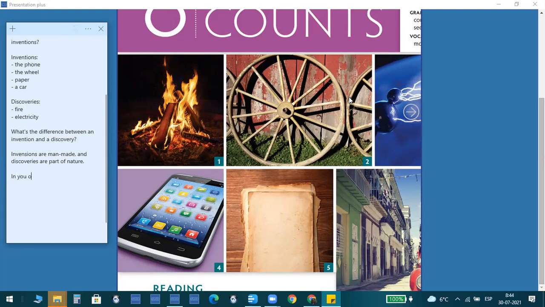Okay. In your opinion, how would you rank these discoveries and inventions? Okay, if you had to make a list, you're gonna make a list of the most important for you. 1, 2, 3, 4, 5, 6. Okay, put them in a rank. Which one is the first? Which one is for you the most important one?